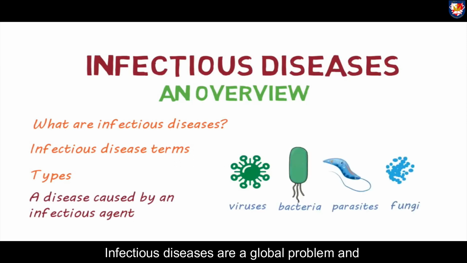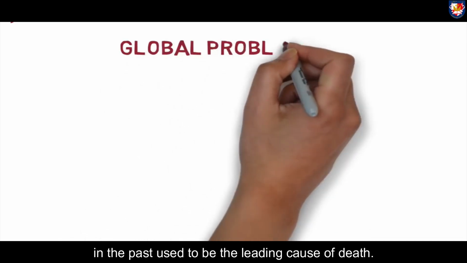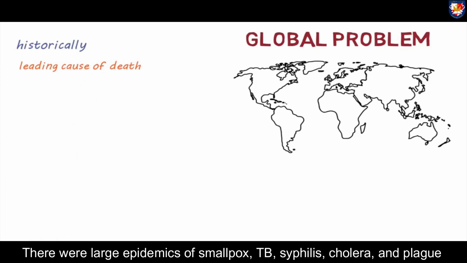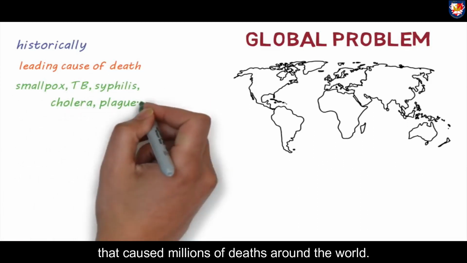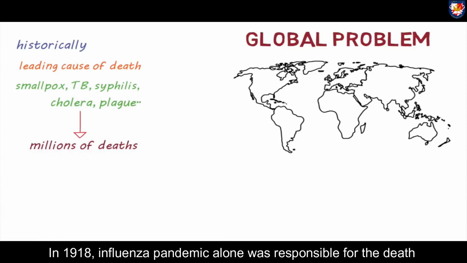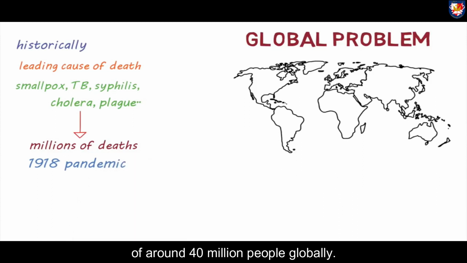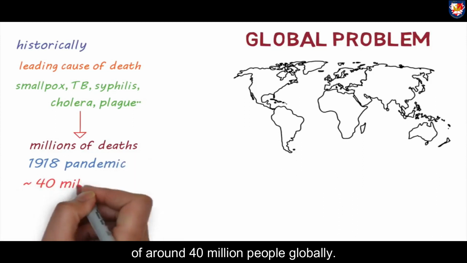Infectious diseases are a global problem and in the past used to be the leading cause of death. There were large epidemics of smallpox, TB, syphilis, cholera, and plague that caused millions of deaths around the world. In 1918, the influenza pandemic alone was responsible for the death of around 40 million people globally.